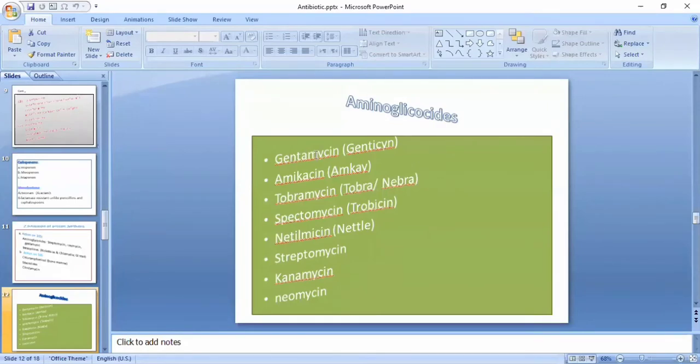And the well-known aminoglycosides are gentamicin, amikacin, tobramycin, and spectinomycin, kanamycin, and neomycin. So these are the aminoglycosides mostly used in urinary tract infection, and they may also be used locally. So the aminoglycosides may be systemic or local.